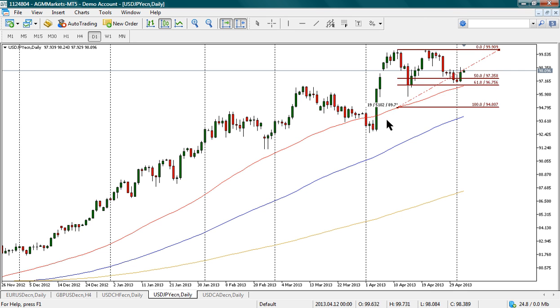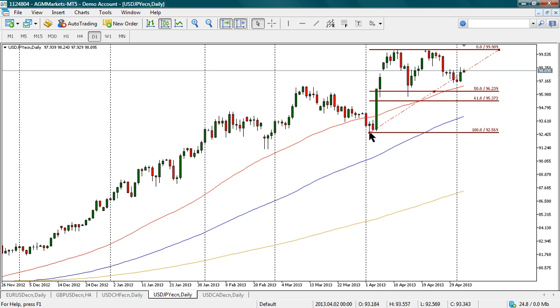But yeah, you can see it's just still chopping. So that's all I'm really focused on. Dollar yen, nothing much of interest. It's just really going sideways. We'll personally just be looking for a breakout either side. Let's move on to our last pair.